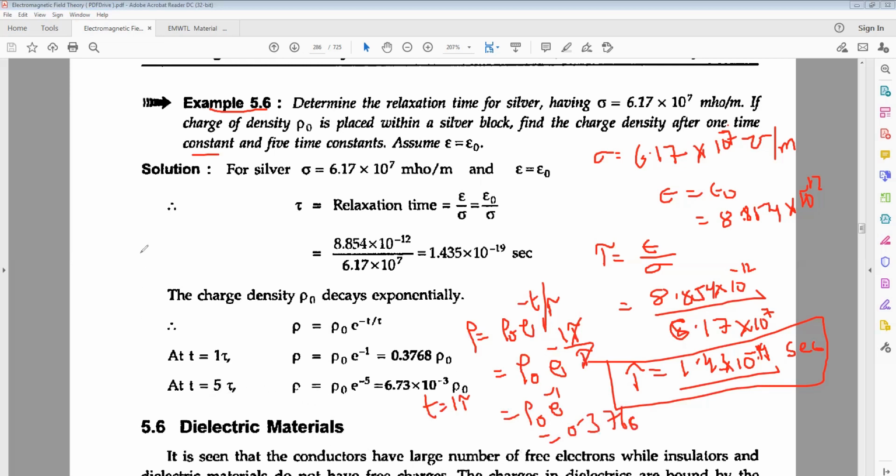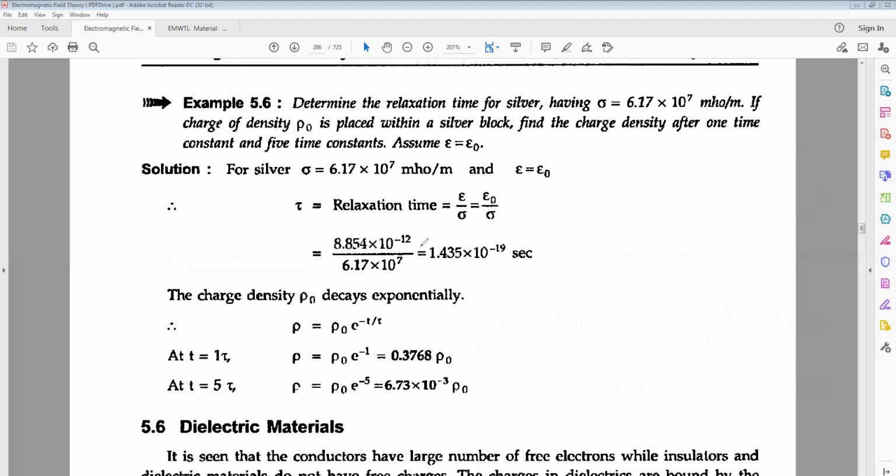Similarly, at 5 tau, the charge density rho is equal to rho naught × e^(-t/tau), where t is 5 tau, so tau gets cancelled. e^-5 is 6.73 × 10^-3, times rho naught. Got it, my students? It's very, very important, as so many formulas are related. These last three examples, 5.4, 5.5 and 5.6. Got it, my students?